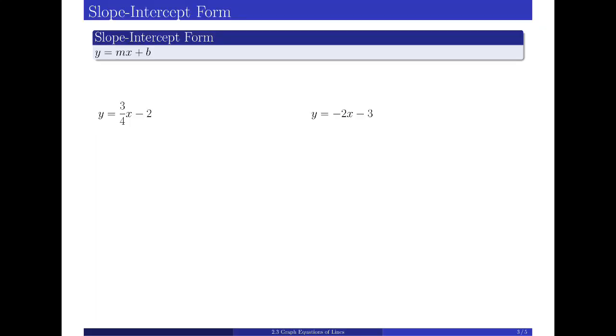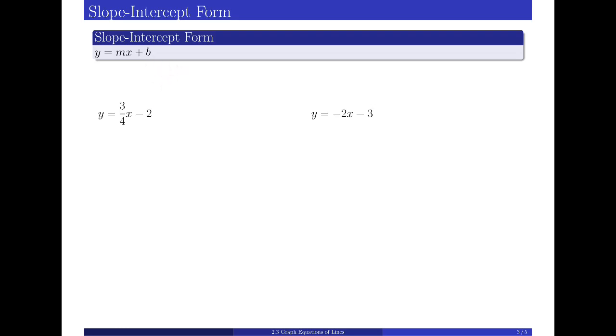So again, most lines that we will deal with are in slope-intercept form. We have y equals mx plus b, where m is the slope and b is the y-intercept. One thing I want to look at quick is, why is this the y-intercept? You've probably just been told that it is the y-intercept, but why is that the y-intercept?